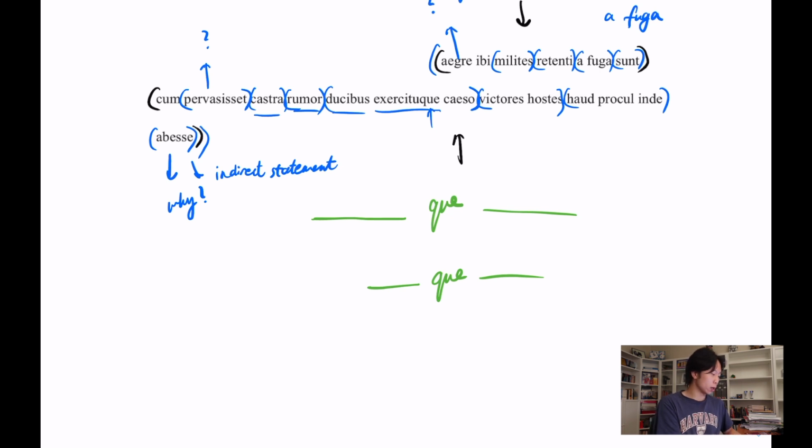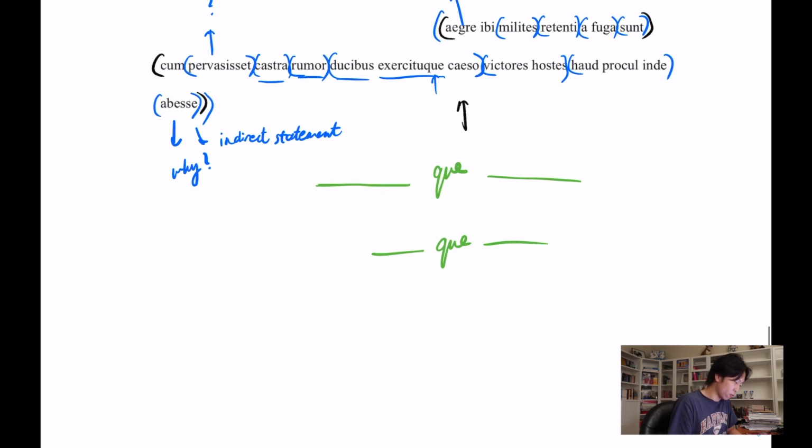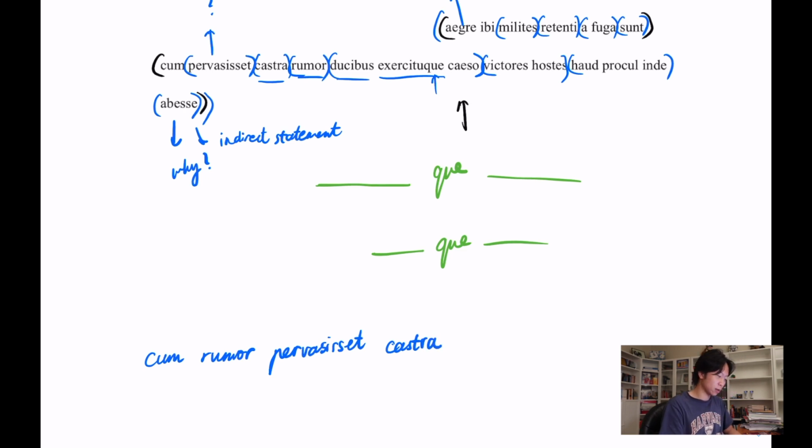So when the rumor had reached the camp, that after the leaders and the army had been kaisered, the victorious enemy were not far away from there. So writing this in an English form would be something like this. So cum rumor pervasiset castra, and then we'll add punctuation just to make things easier. So just to separate phrases.